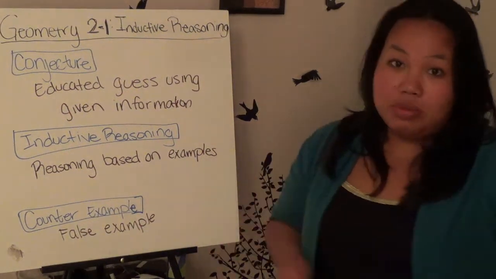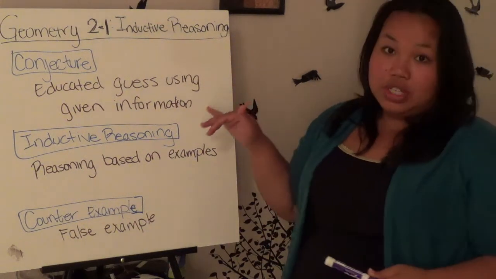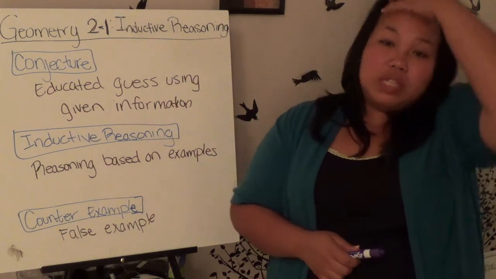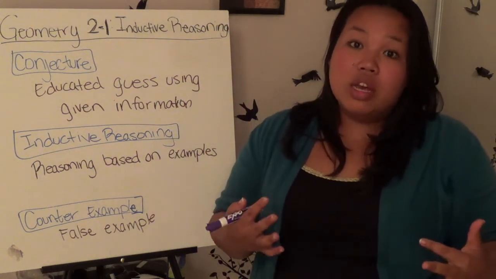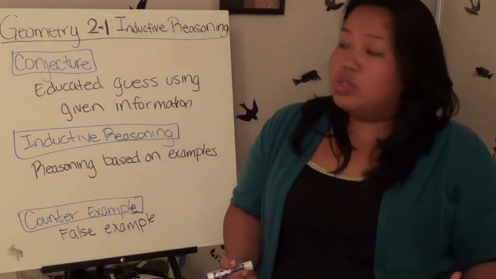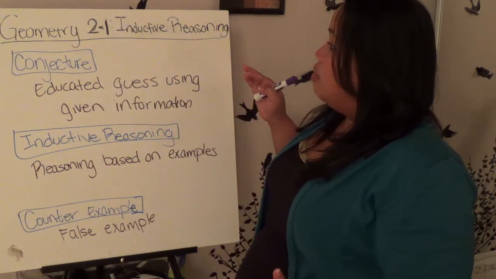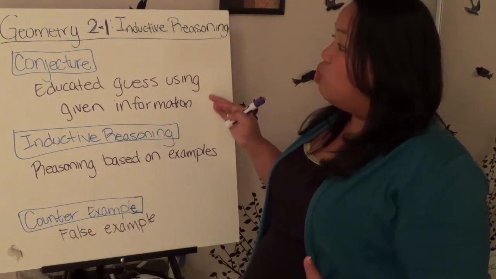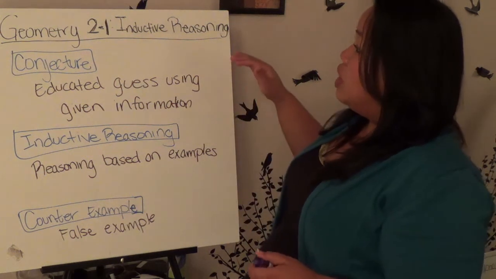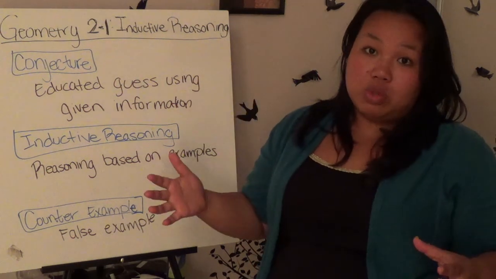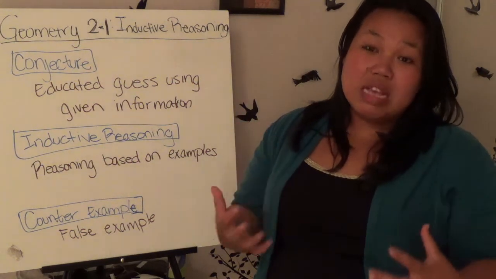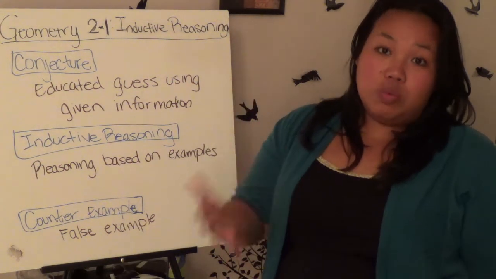We finally made it to Geometry Chapter 2 and Inductive Reasoning. Now, Chapter 1 was giving us more of tools to understand how to use certain things in geometry. In Chapter 2, we're going to be learning about the main things about geometry, which is logic and reasoning.